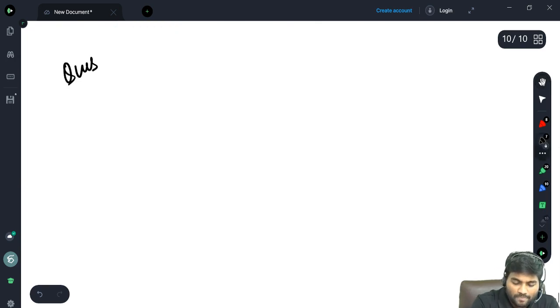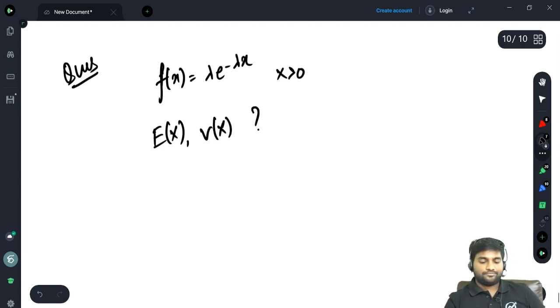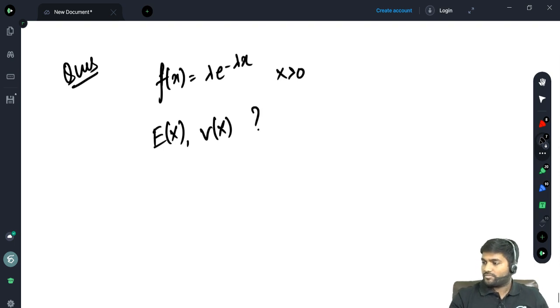Now we are given f(x) equals lambda e to the power minus lambda x, x is greater than 0. We need to calculate mean and variance. Please calculate.